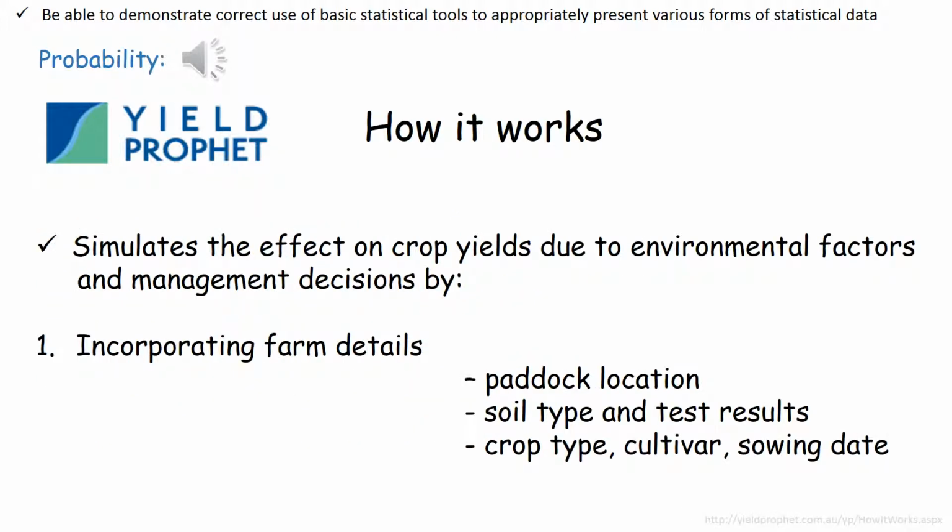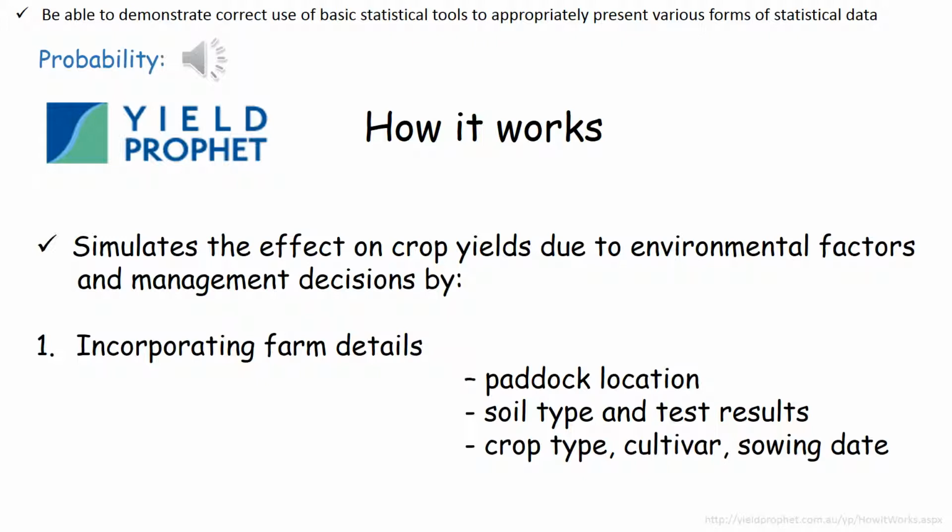So Yield Prophet looks at paddocks individually. It takes the effect of environmental factors such as temperature, rainfall and frost conditions, as well as management decisions. How has the paddock been treated in the past and how has it been managed for this year, and simulates how those decisions and environmental factors will influence crop yield.